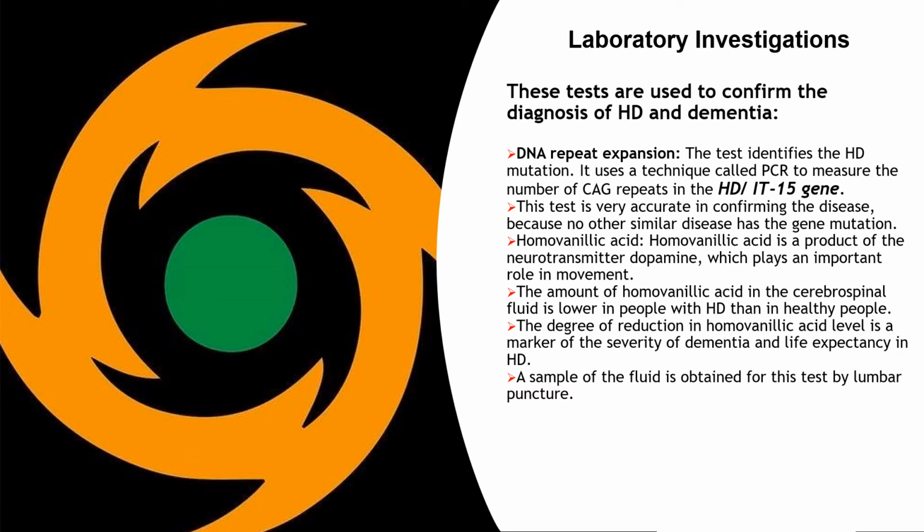It uses a technique known as polymerase chain reaction, or PCR, to measure the number of CAG repeats in the HD IT 15 gene. This test tends to be very accurate in confirming the disease because no other similar disease has the same specific gene mutation.